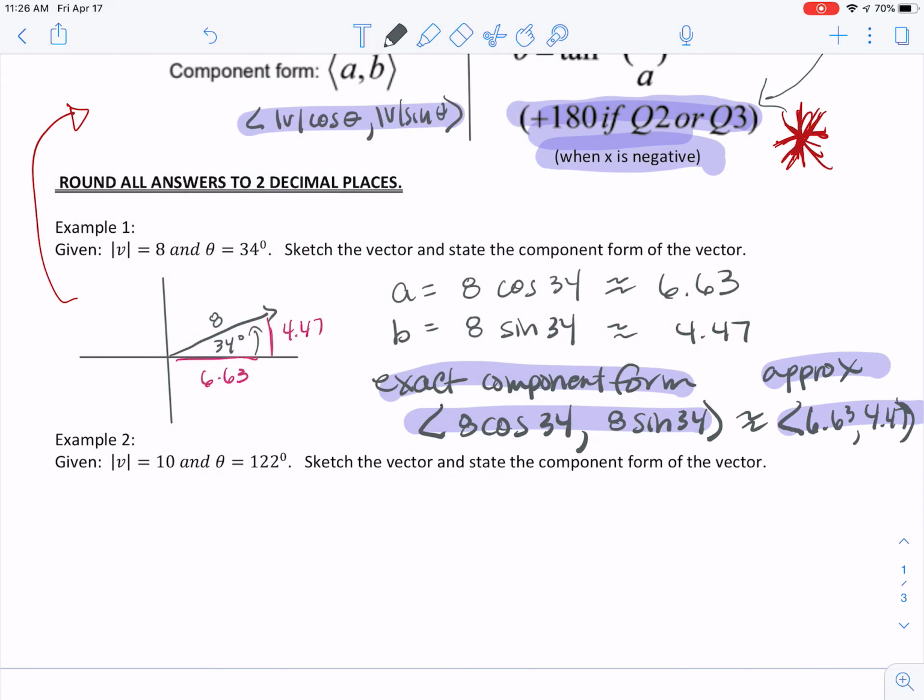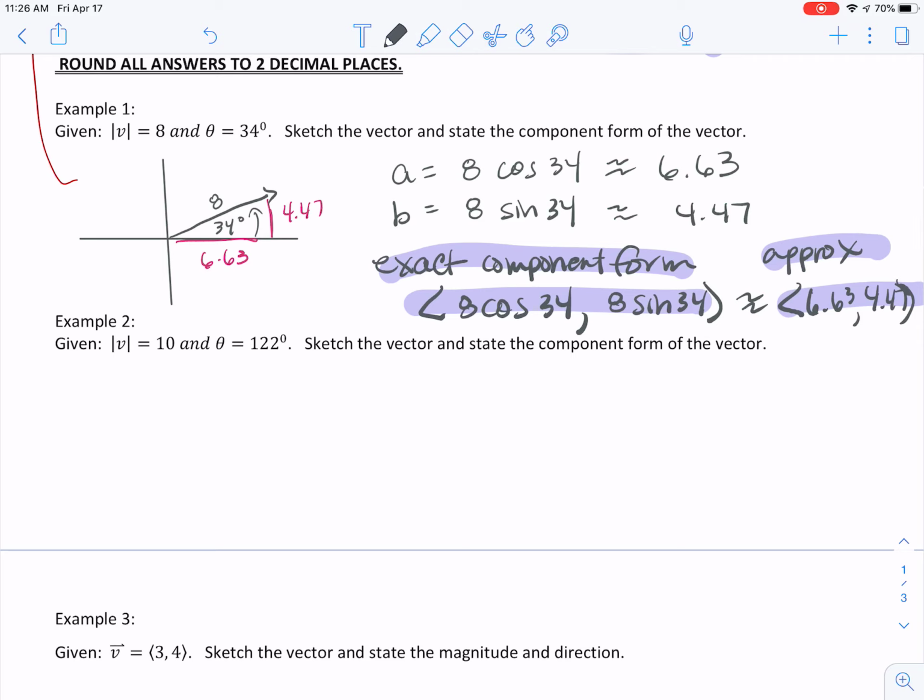All right, so here we go. It says sketch and then state the component form, 10 and 122. So I'm going to sketch it first.